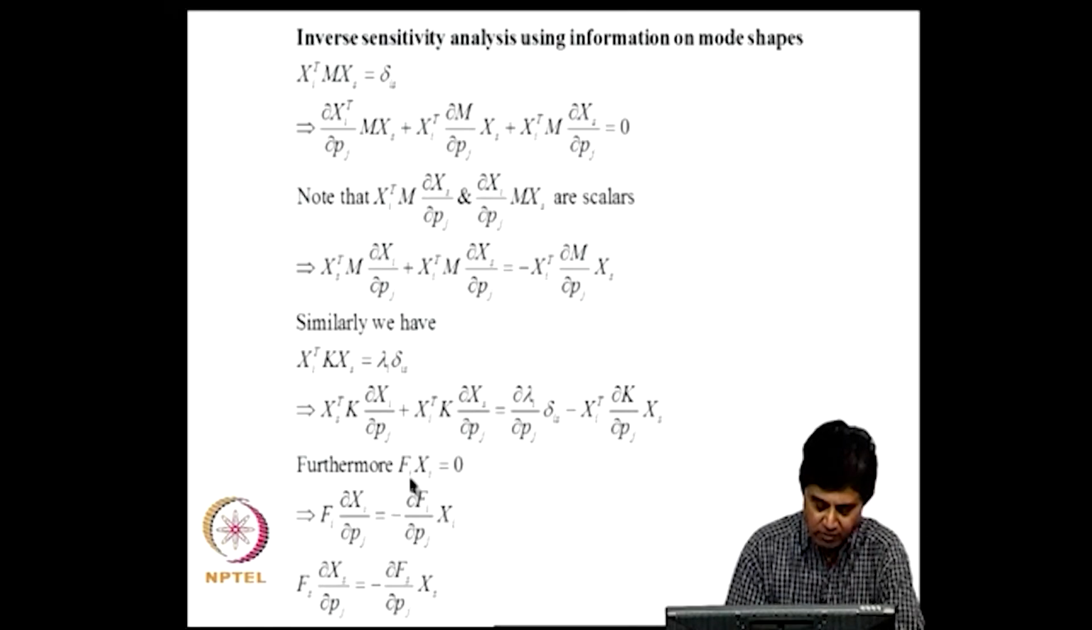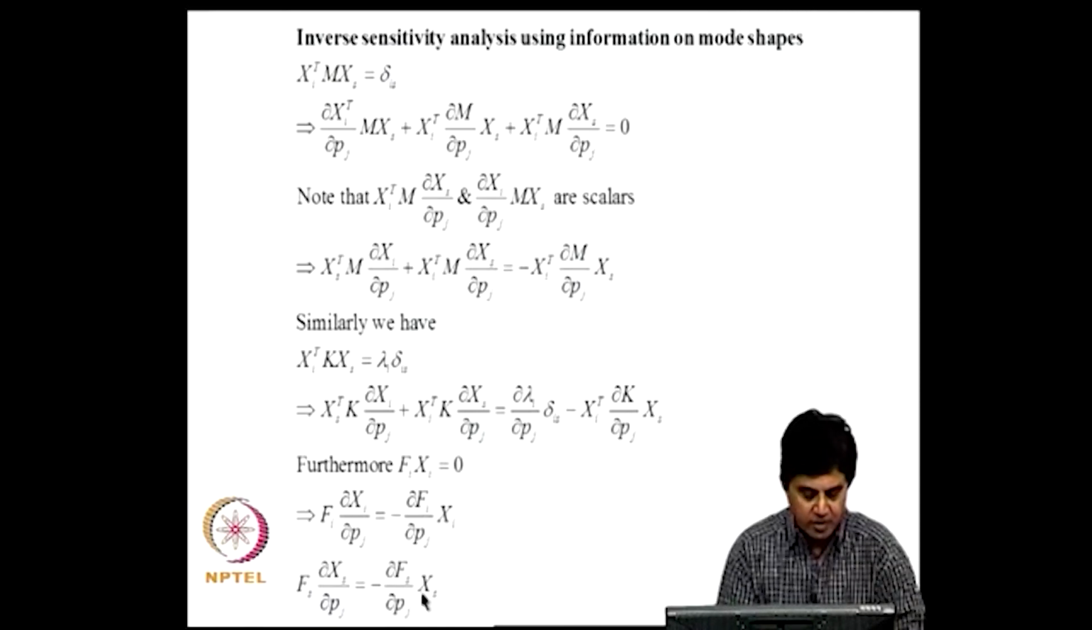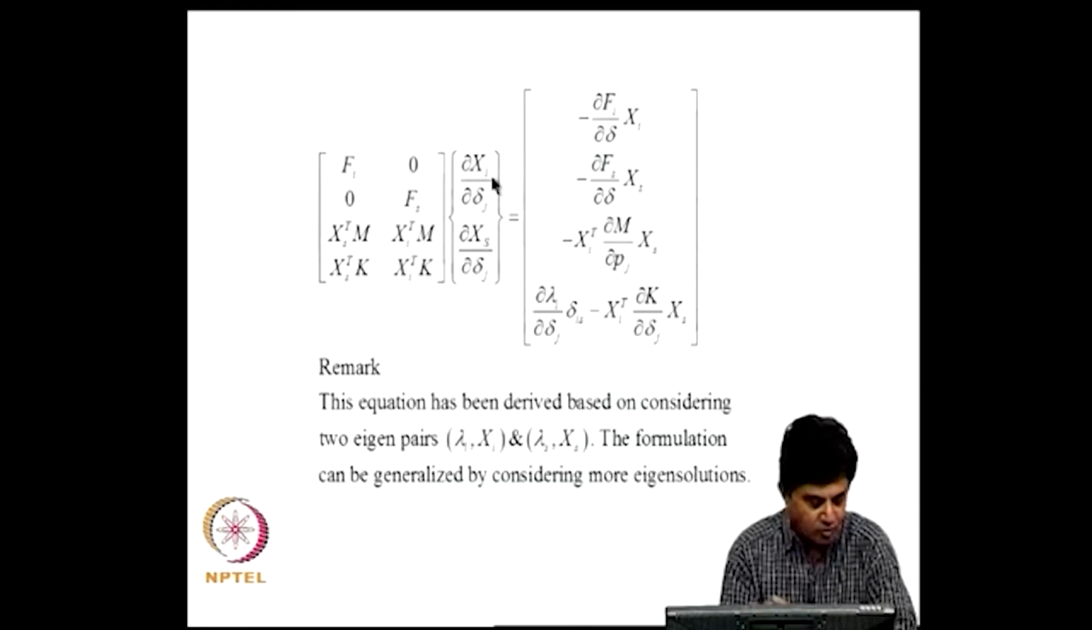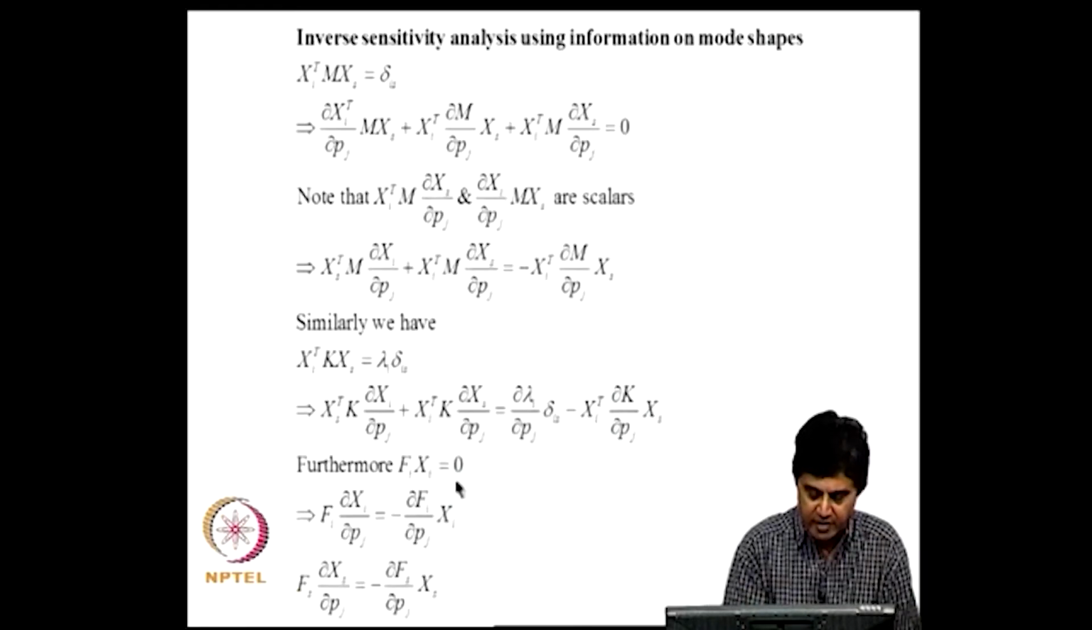Now we also have the basic equation Fi xi equal to 0. This is an eigenvalue problem. If I differentiate this with respect to pj, for xi and xs, I get two equations as shown here. So now I have 4 equations, I can club all of them. So what I have used is the basic statement of the eigenvalue problem and the 2 orthogonality relations.